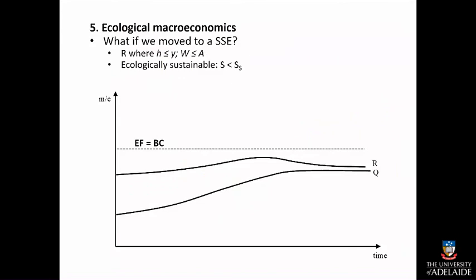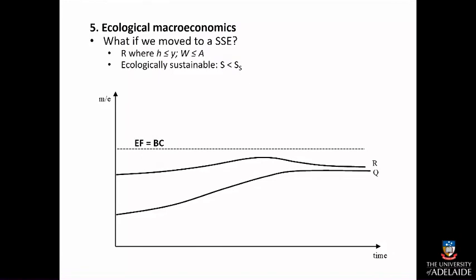So if we think about a transition to a steady state economy, we might have something like this. Here we've got Q rising, but then levelling off. It rises, but the gap between R and Q shrinks as E, the technical efficiency of production, rises. And you're able to remain below the dotted line where the ecological footprint is equal to biocapacity.